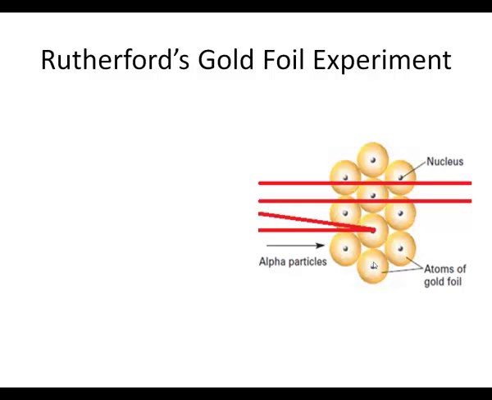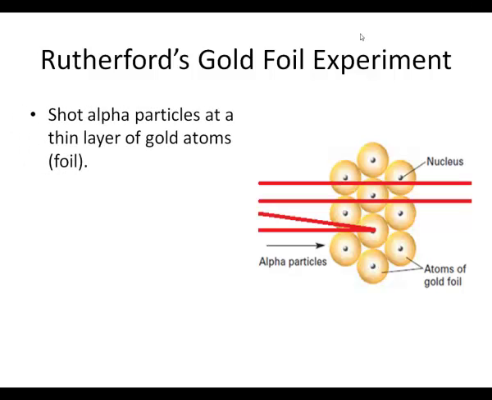Next up is Rutherford's gold foil experiment. You should be very familiar with this by now. In class, I set up a bunch of styrofoam balls hanging from the ceiling. Those represented the electrons. And then I hung up a textbook in the middle of the ceiling, and that represented the nucleus. So what happened was Rutherford shot alpha particles at a thin layer of gold atoms, and this was gold foil, a very super thin layer of gold foil.